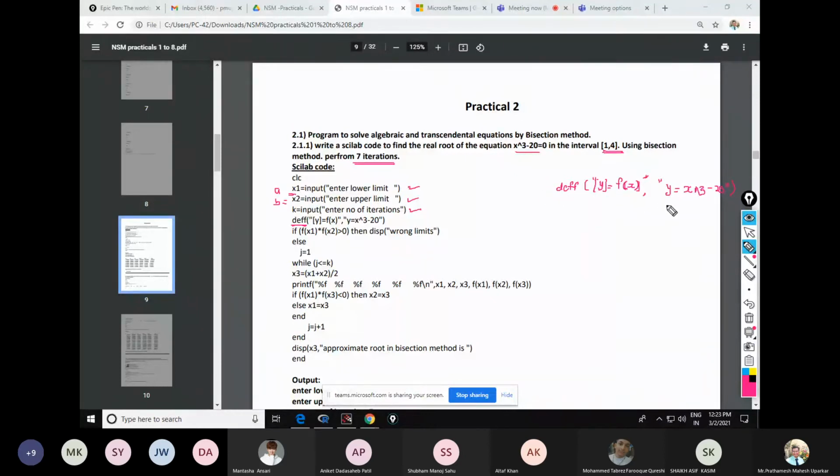आपने वन लाइन में फंक्शन को डिफाइन कर दिया. Otherwise you can use the keyword function, जैसे मैंने लास्ट टाइम बोला था, function, output variable is y is equal to function name and parameters, that is x. Then you have to define the function. You can define that f of x, y is equal to x cube minus 20 semicolon and end function.